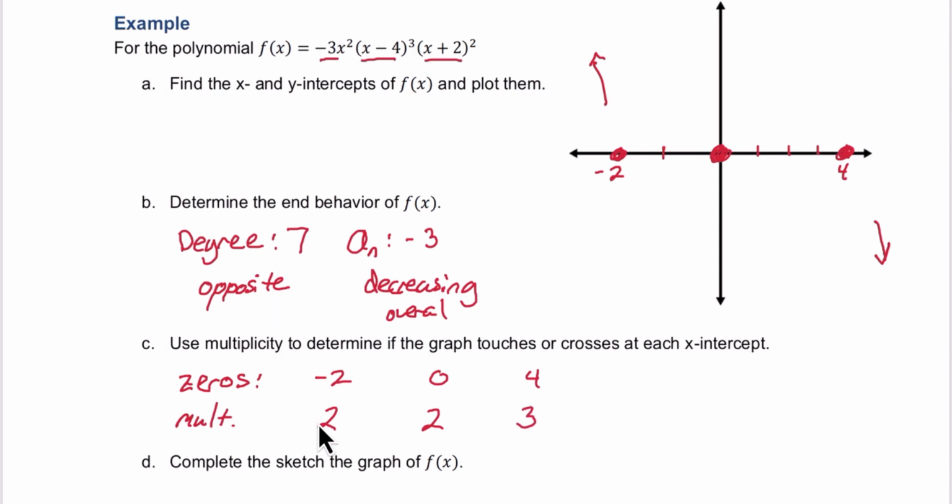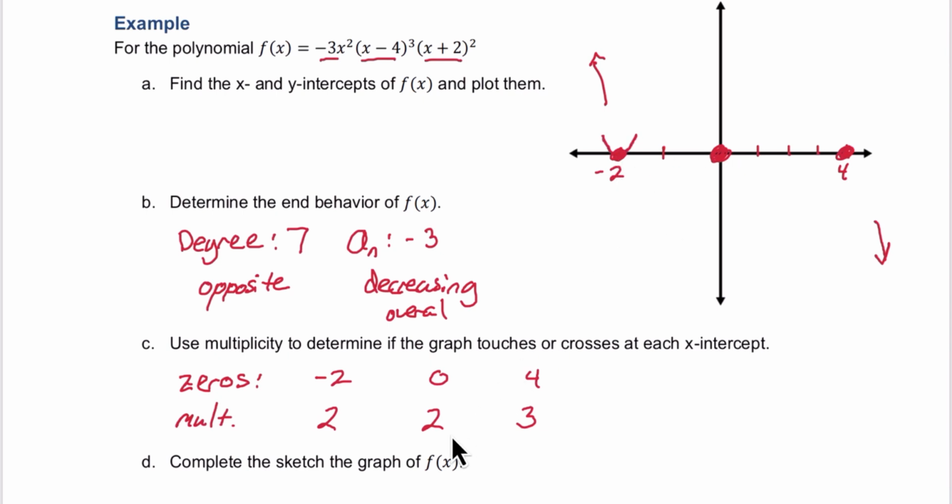Remember, even multiplicity means it's going to touch and turn around. Odd multiplicity means it's going to cross. So -2, this x-intercept has a multiplicity of 2, which is even. That means at this point, the graph is going to touch and bounce off. It turns around.